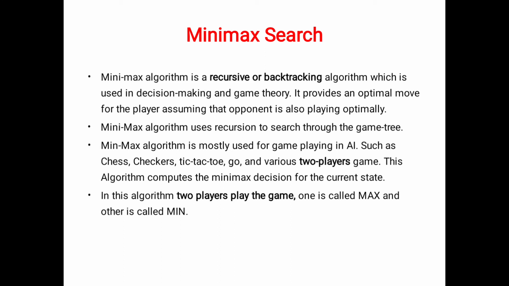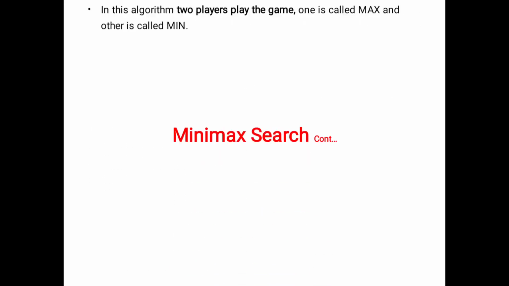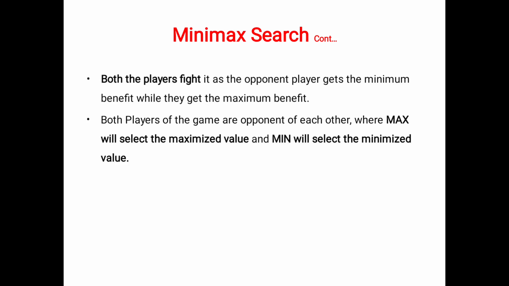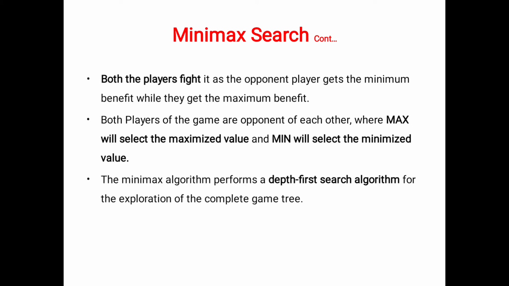Here two players play the game. One is called the maximum and another one is called the minimum. Both players fight for winning. Definitely the opponent player gets the minimum benefit while they get the maximum benefit. Each and every player fights for winning only. So both players of the game are opponents of each other, where the maximum player selects the maximum value. At the same time the minimum player will select the minimized value.